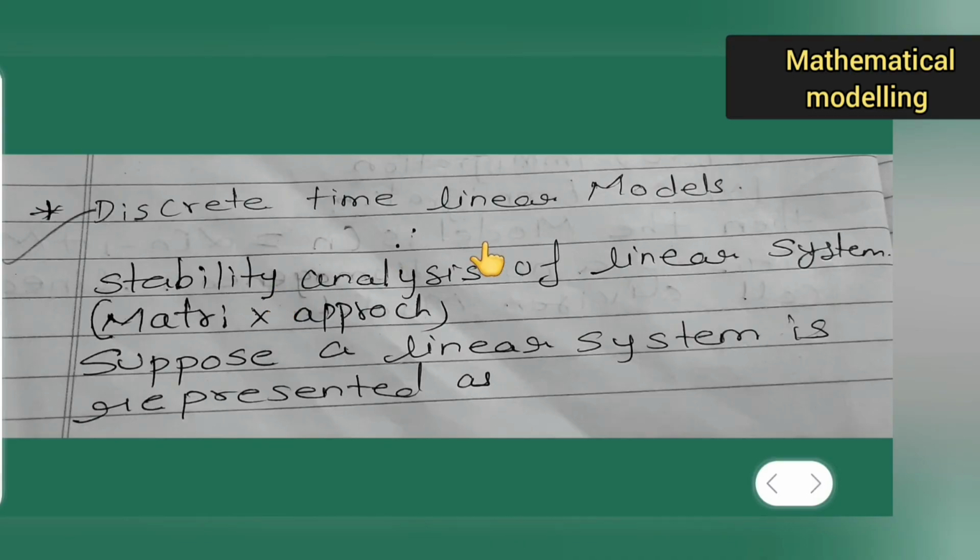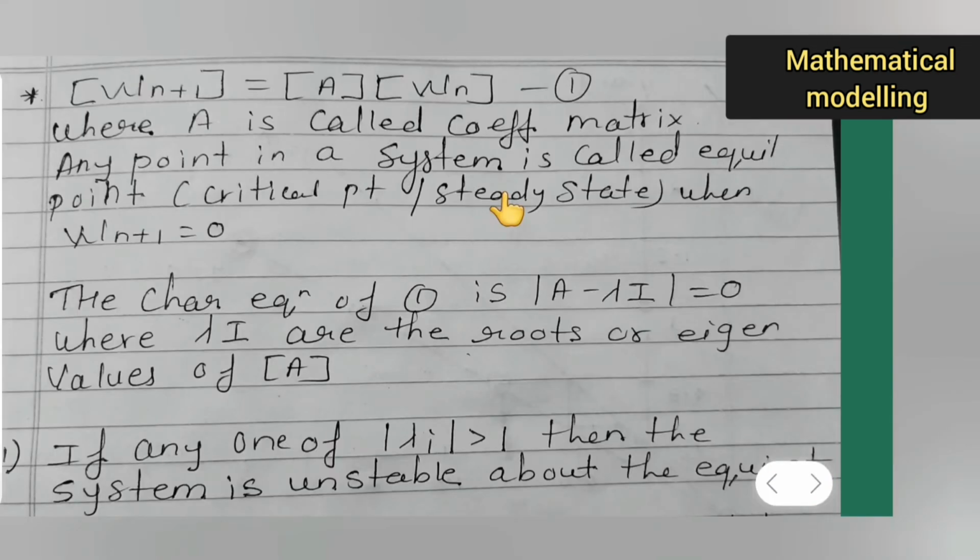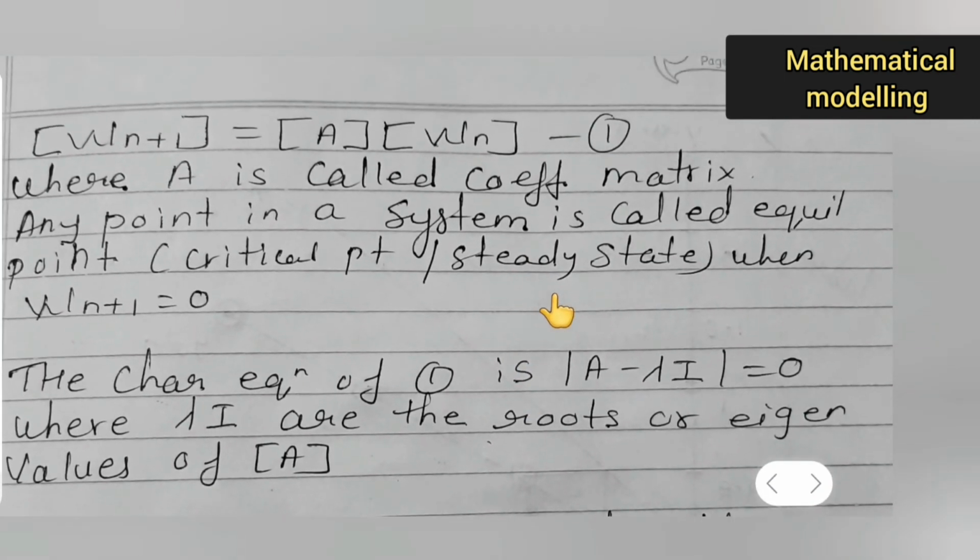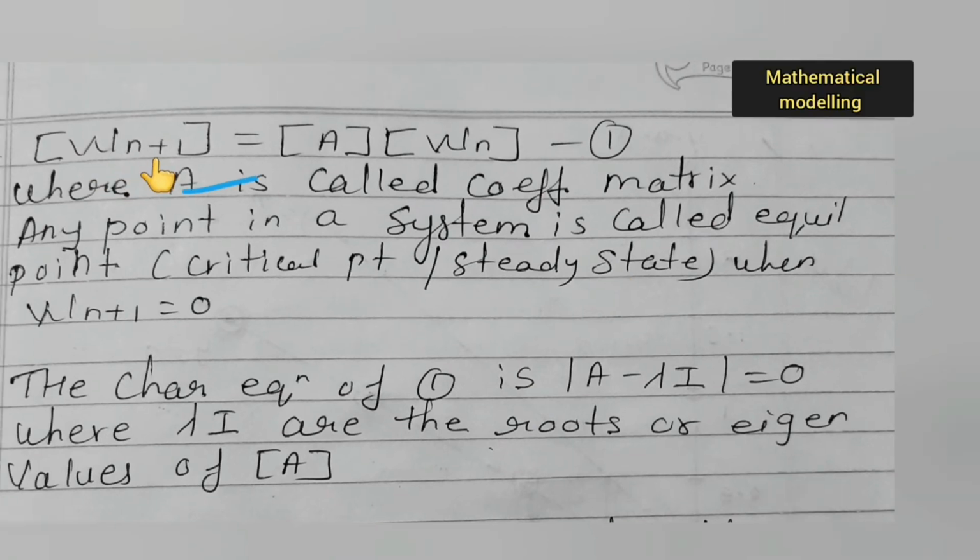After this, we will look at the discrete time linear model, stability analysis of the linear system, matrix approach. Suppose a linear system is represented as Wn plus 1 is equal to A into Wn. Take it as equation 1, where A is called the coefficient matrix. Any point in a system is called an equilibrium point, critical point or steady state when Wn plus 1 is equal to 0.